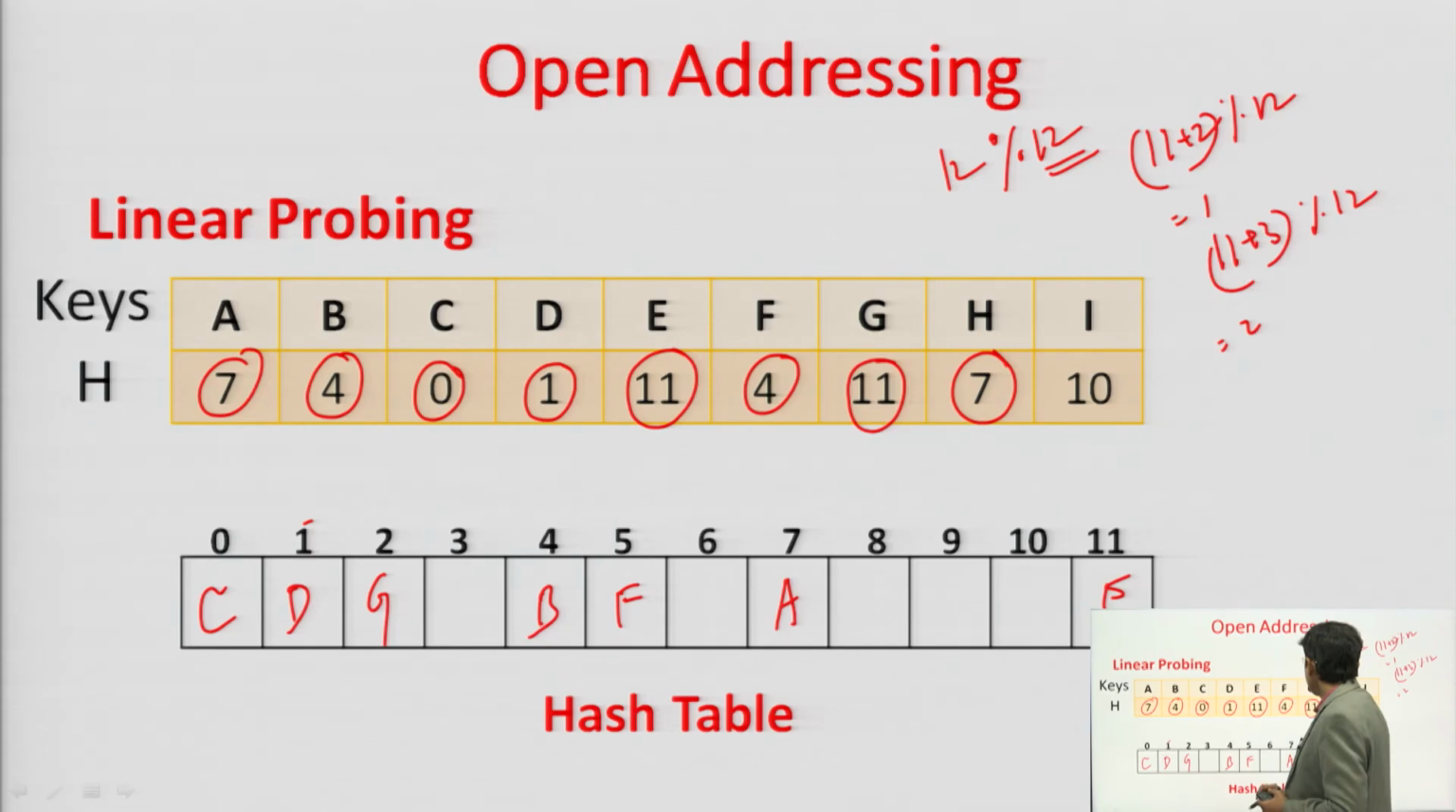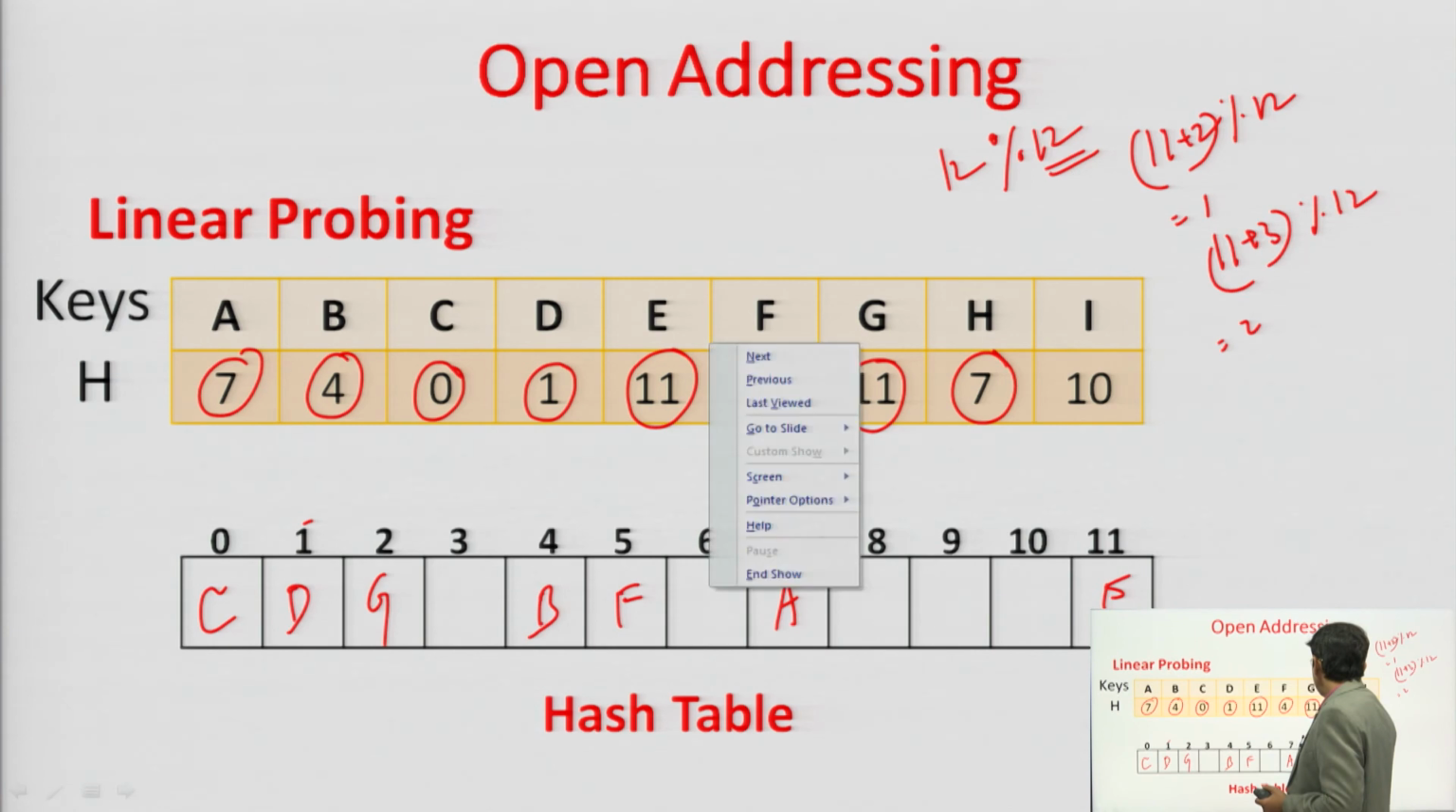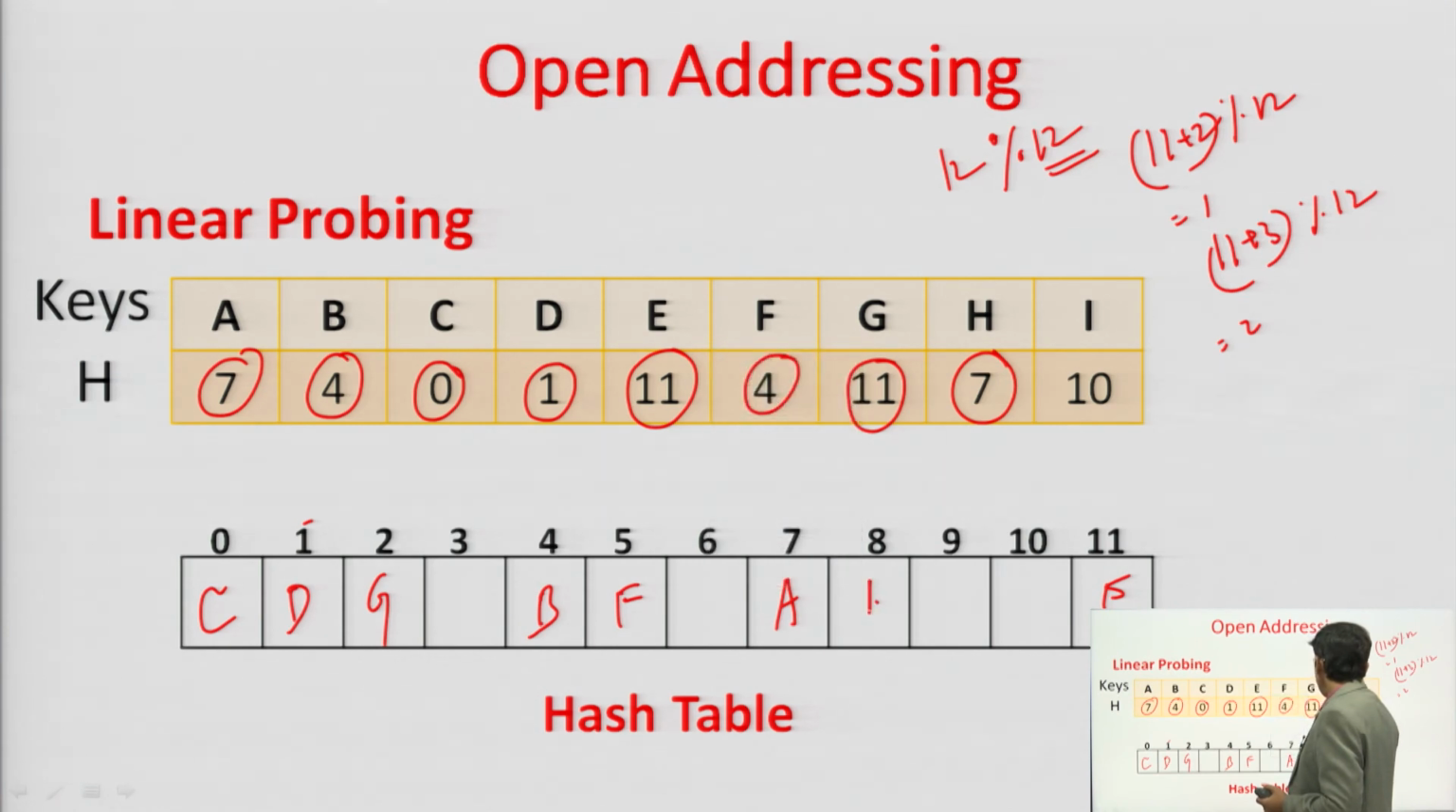H has a location 7, but 7 location is busy. So you find out 7 plus 1 and mod size, that means 7 plus 1, 8 mod 12. So this will give you a location number 8, and you can store your data item here. Then you have I, which has a 10 index, so you can store your data item I here.